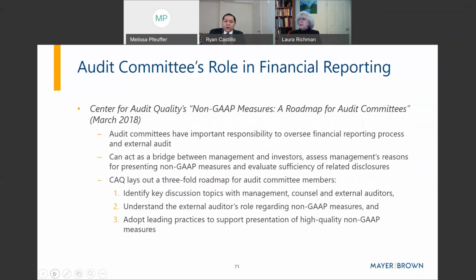The Center for Audit Quality, which is a nonprofit public policy group affiliated with the American Institute of CPAs, or AICPA, has also issued a roadmap for audit committees on how to deal with non-GAAP measures. They say that the audit committee can act as a bridge between management and investors, assess reasons for presenting non-GAAP, and evaluate the sufficiency of disclosures.